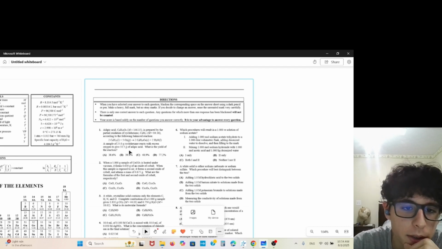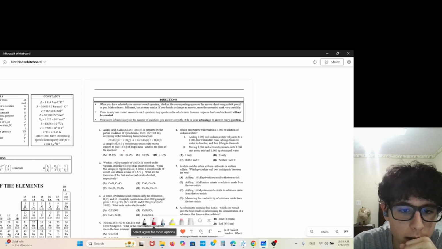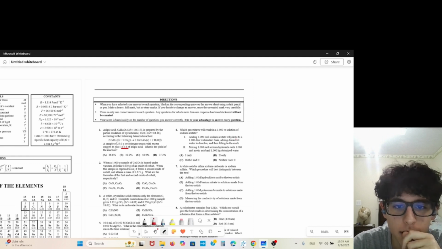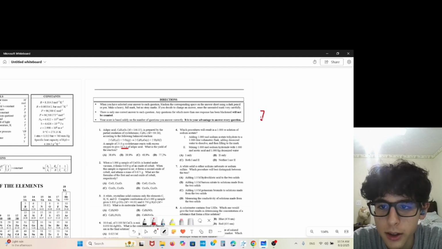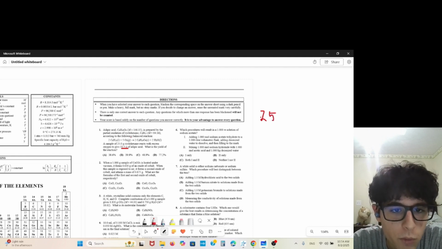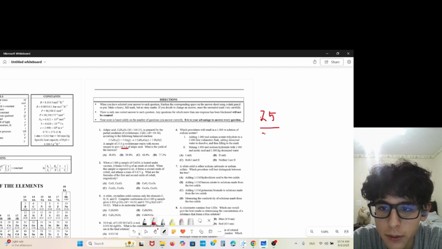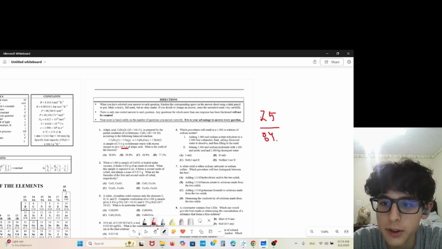Yield is actual over theoretical. So this is your actual, and your theoretical is what you're going to calculate with stoichiometry. So we're going to do some real quick stoichiometry here. 25 grams of cyclohexane, and you divide that by 84.16. Be really careful with your molar masses. These can trip you up. Well, at least they trip me up sometimes.